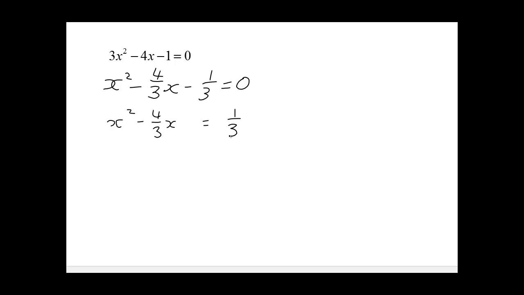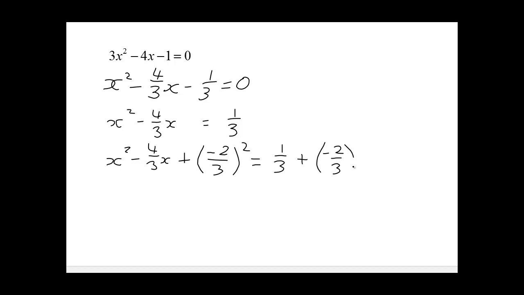Now we need to complete the square on the left hand side. Look at the coefficient of x and halve it and square it and add it on. We're going to add on (half of negative 4 on 3) all squared. Now the left hand side we rewrite as a perfect square.